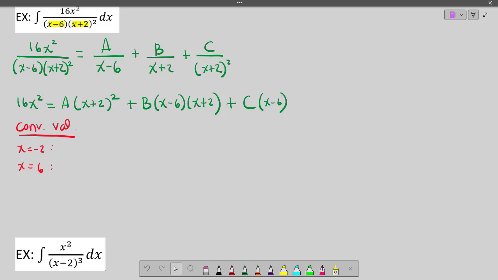Let's write down the corresponding equations for them, and then we're going to talk for a moment. So if we plug in x equals -2 on the left, we get 4 times 16, which is 64. And when we plug in -2 on the right, that's gone and that's gone. -2 plus 2 is 0 in both those. So plugging in -2 over here is going to give -8c.